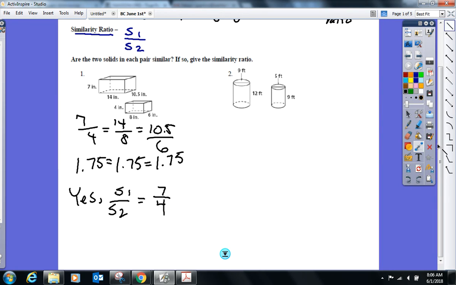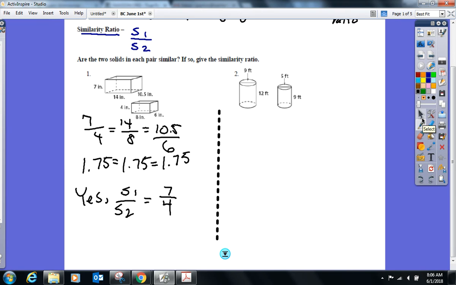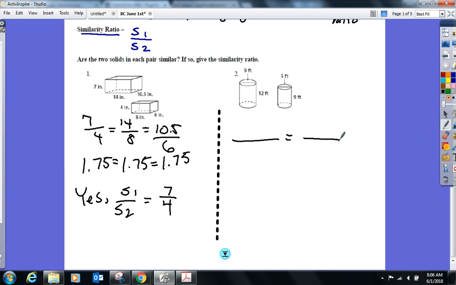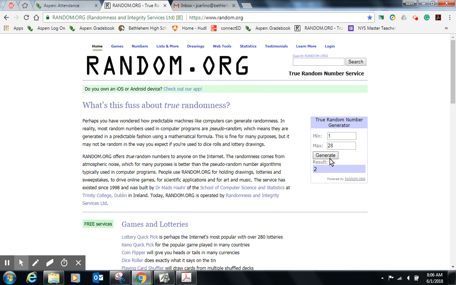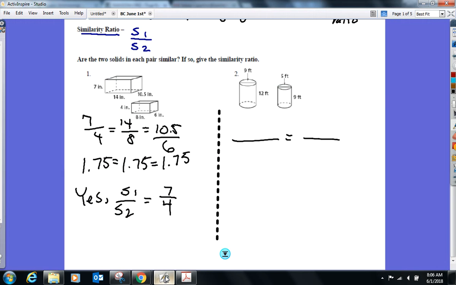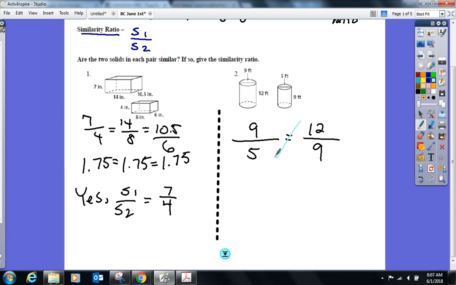What about these two cylinders? Well, they're both cylinders, so that satisfies the first condition, that they're the same polyhedron. What ratios are you checking? What ratio should I check here? 9/5. Is that the same as the other ratio? What's the other ratio, James? 12/9. Yep. Same ratio? Nope. So these are not similar.